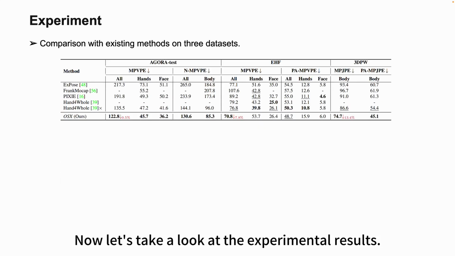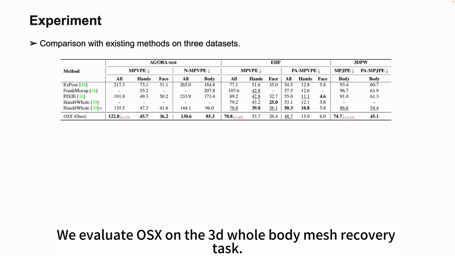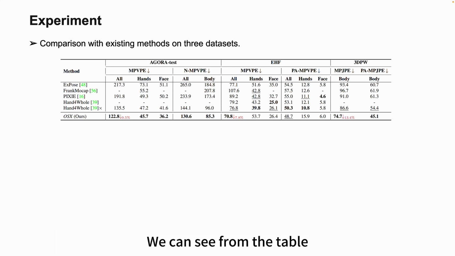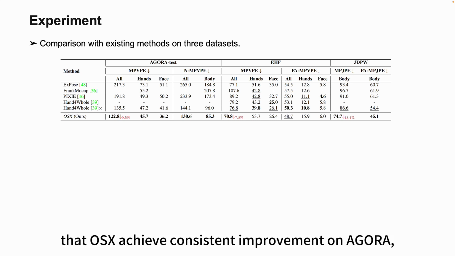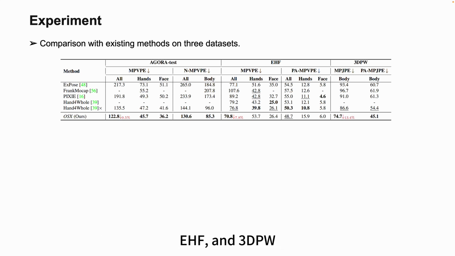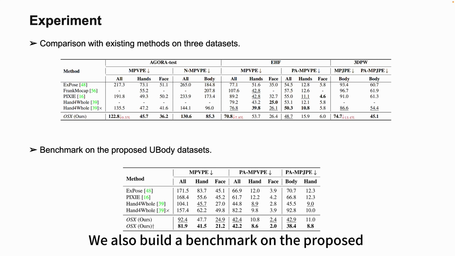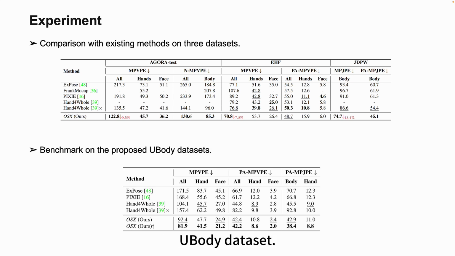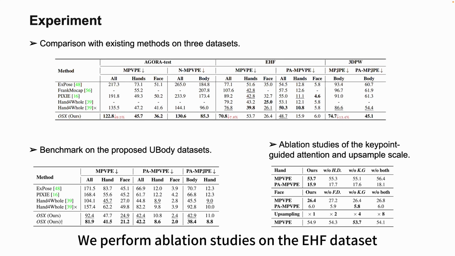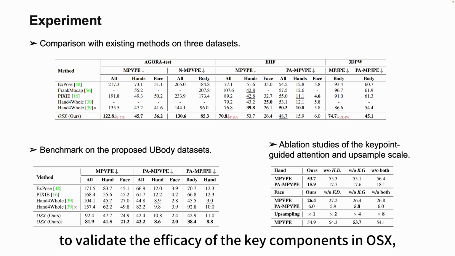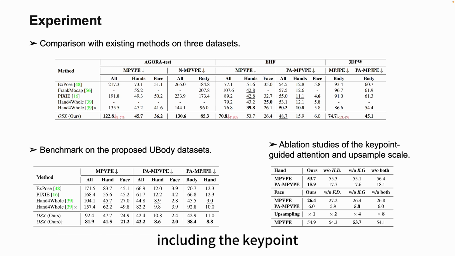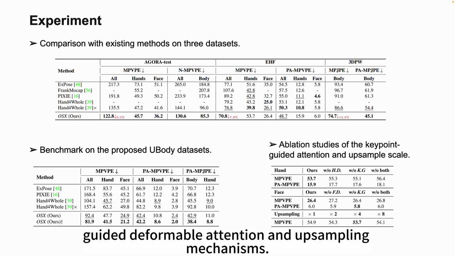Now let's take a look at the experimental results. We evaluate OSX on the 3D whole-body mesh recovery task. We can see from the table that OSX achieves consistent improvement on Agora, EHF, and 3DPW datasets. We also build a benchmark on the proposed U-body dataset. We perform ablation studies on the EHF dataset to validate the efficacy of the key components in OSX, including the key point-guided deformable attention and upsampling mechanism.